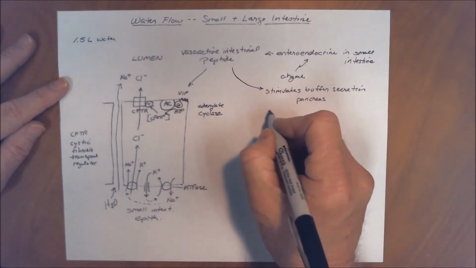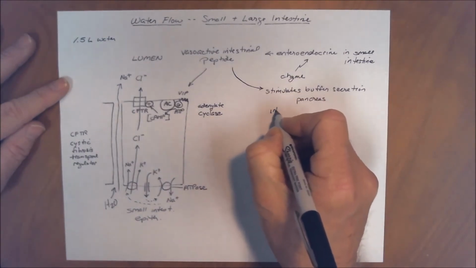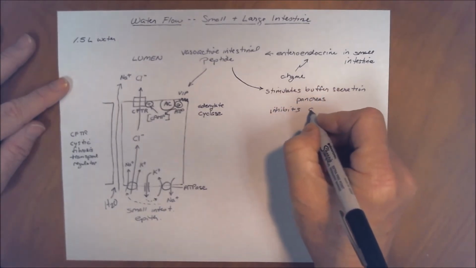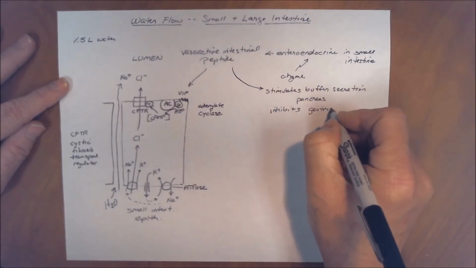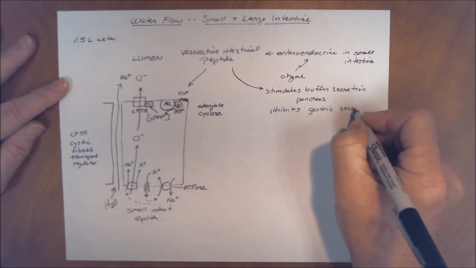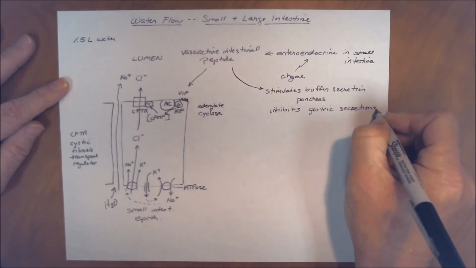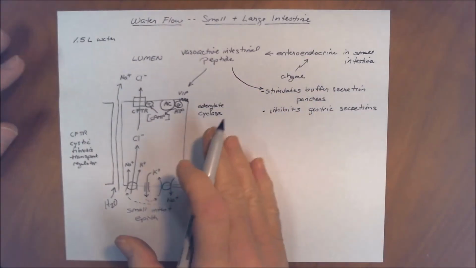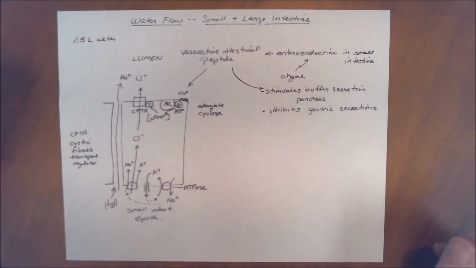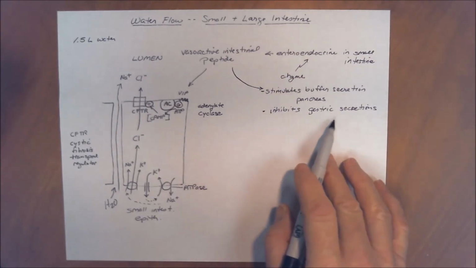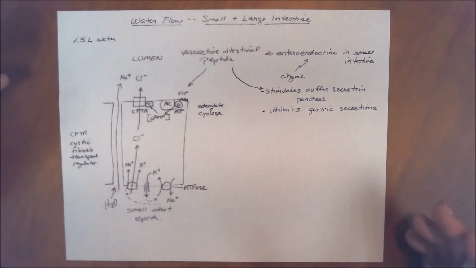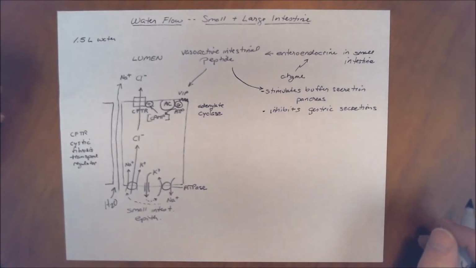The peptide also inhibits gastric secretions. And this makes sense because once the chyme is now down into the small intestine, we can begin to shut down gastric secretion, that being primarily acid production, because now the food is moving down the digestive system.